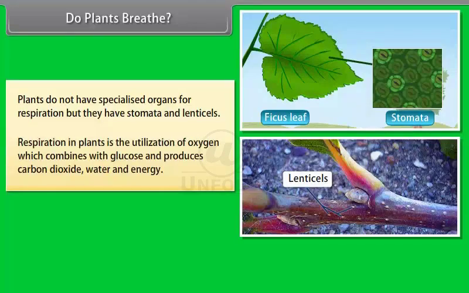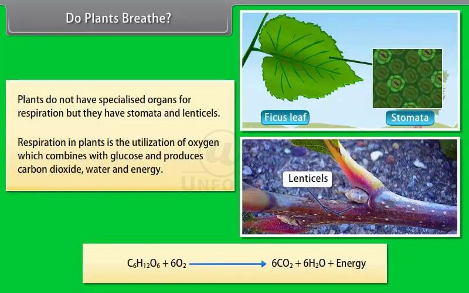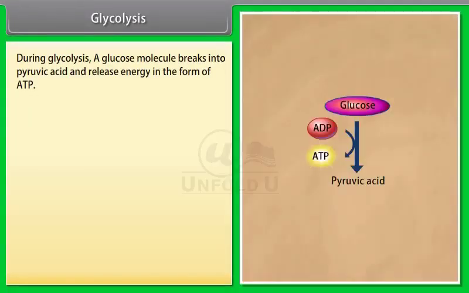Respiration in plants is the utilization of oxygen which combines with glucose and produces carbon dioxide, water and energy. The combustion of glucose gives carbon dioxide, water and energy. Glycolysis. During glycolysis, a glucose molecule breaks into pyruvic acid and releases energy in the form of ATP.